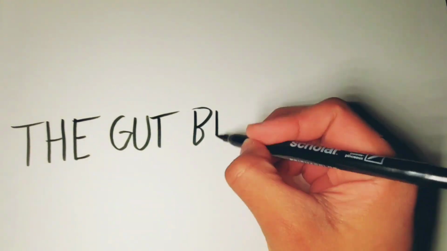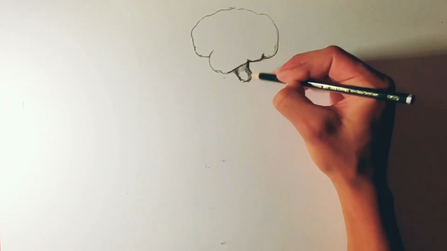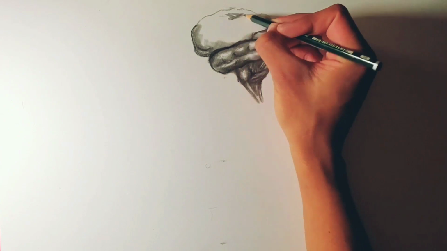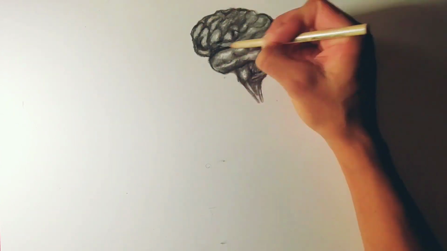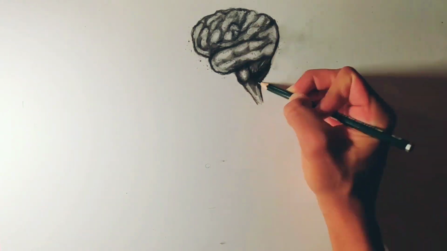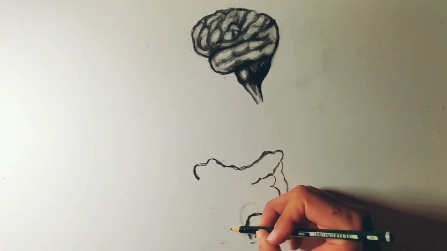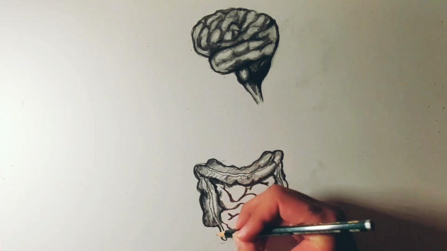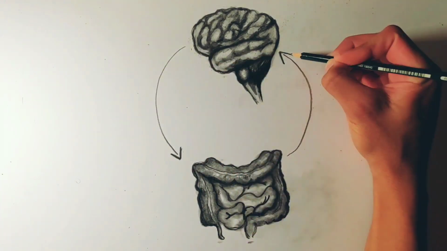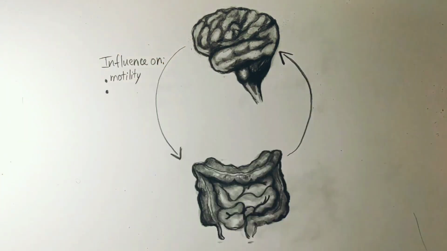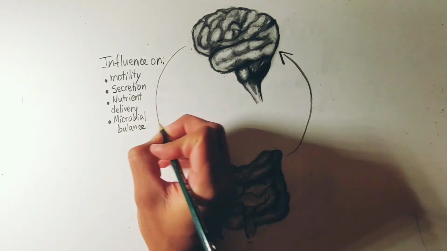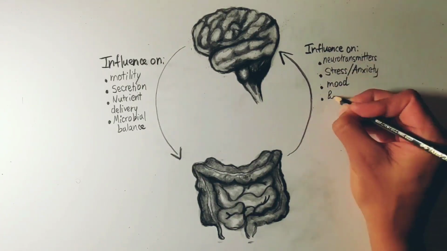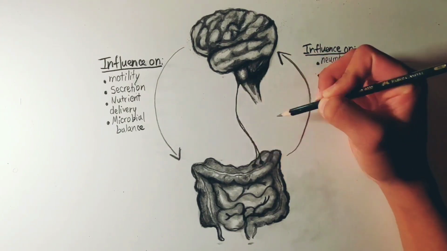Have you ever heard of the gut-brain axis? Studies have actually shown that the gut has a direct effect on the nervous system, and vice versa. The communication is referred to as the gut-brain axis. The gut-brain axis includes the brain, which is part of the central nervous system, and the gut, which includes the enteric nervous system. It is usually called the brain in your gut. The gut and the brain have an intimate relationship. One can affect the other. The brain can influence the gut on motility, secretion, nutrient delivery, and microbial balance, while the gut can influence the brain on neurotransmitters, stress, anxiety, mood, and behavior. And the main way they communicate is through the vagus nerve.